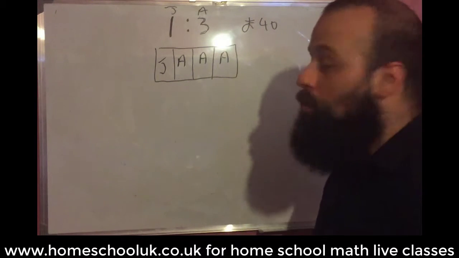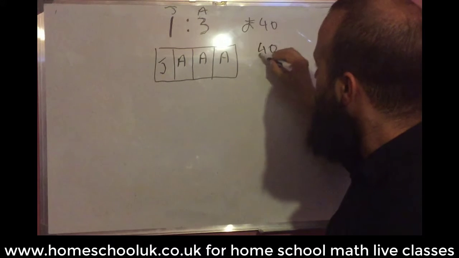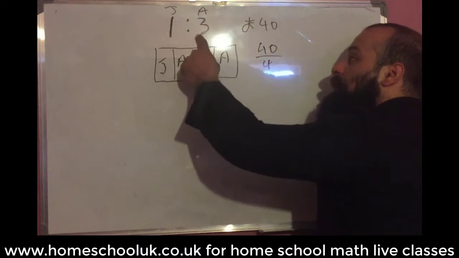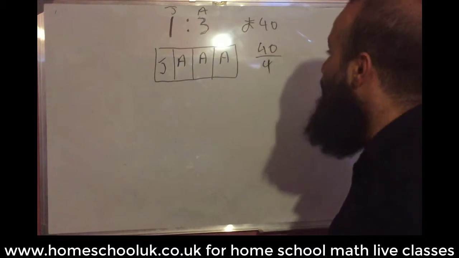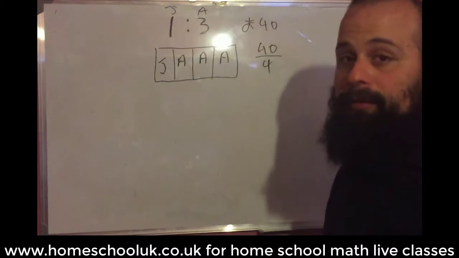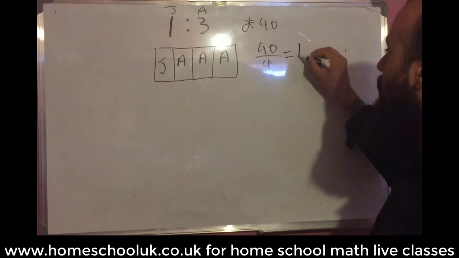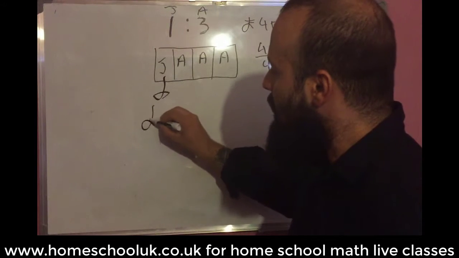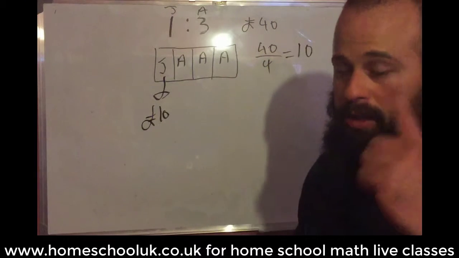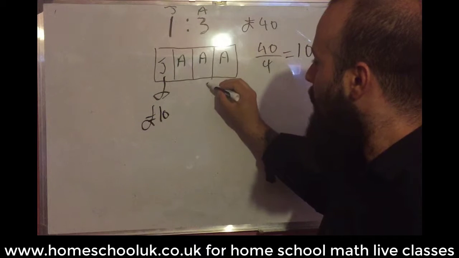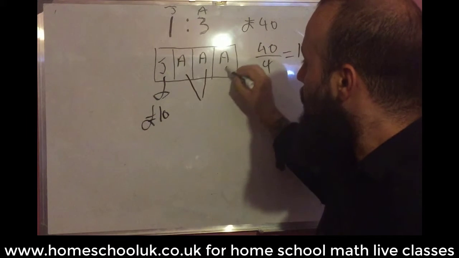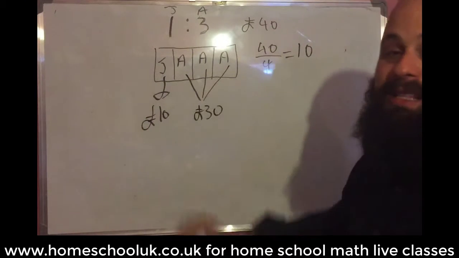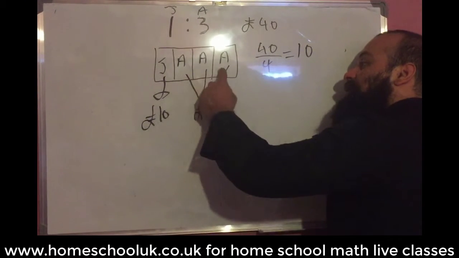How much is each section worth? 40 divided by the amount of parts, 4. In other words, you add the ratios, 1 plus 3, 4, and just do the sum divided by 4. And that gives us the number 10. So how much does Jake get? He gets £10 because he only gets one section. How much does Anna get? Well, Anna gets £30 because she has 3 sections.